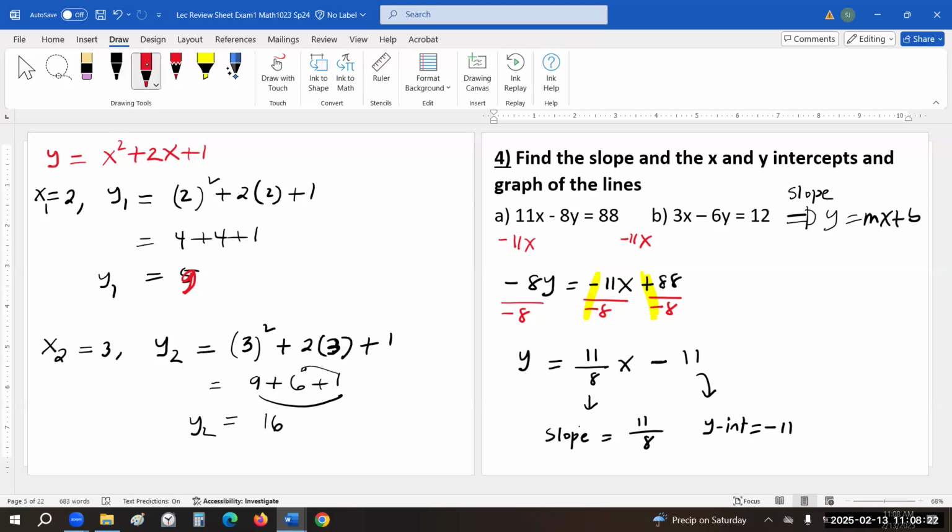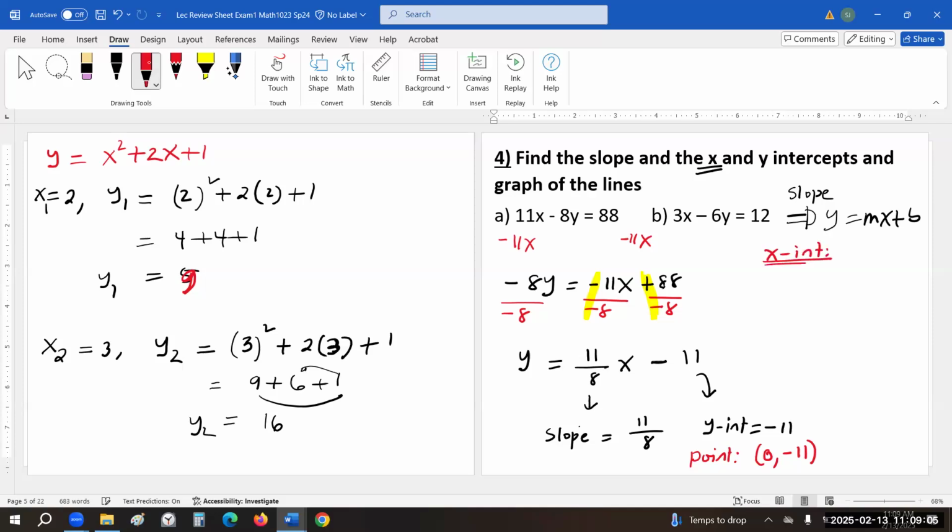But they will ask for point format. So how do we write the y-intercept as a point? What's the x value in the y-intercept? 0. And what is our y value? Negative 11. So we found the slope, we found the y-intercept. Now we need the x-intercept, so we go and find the x-intercept using the method.